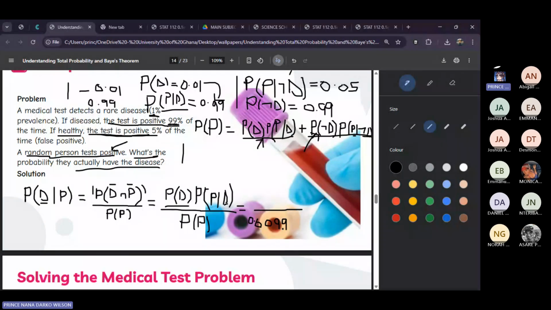Sorry for that. So I was asking a question. Is this value correct? When you multiply 0.01 times 0.99, does that give you 0.099? If that says so, then I guess we can proceed.